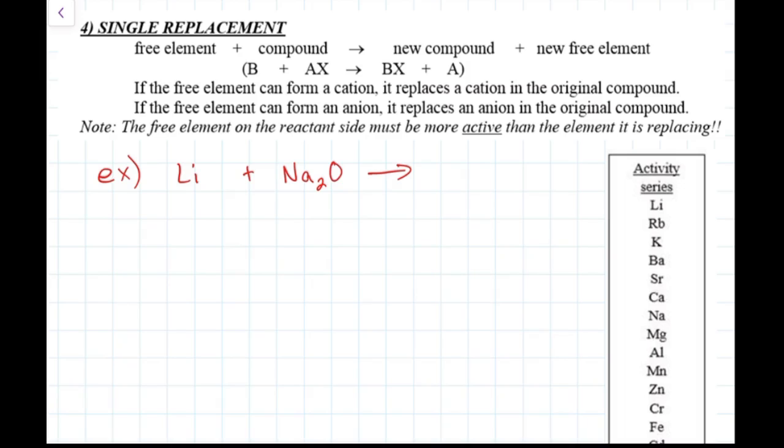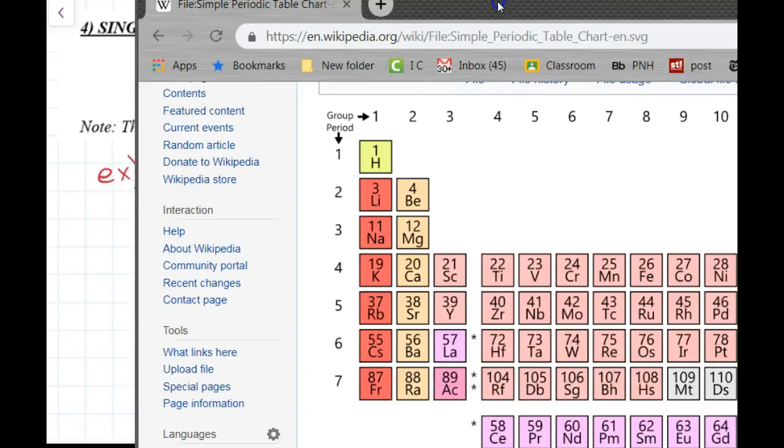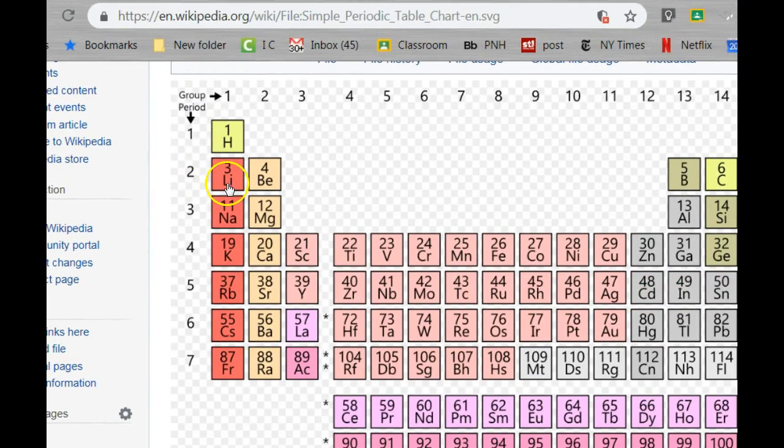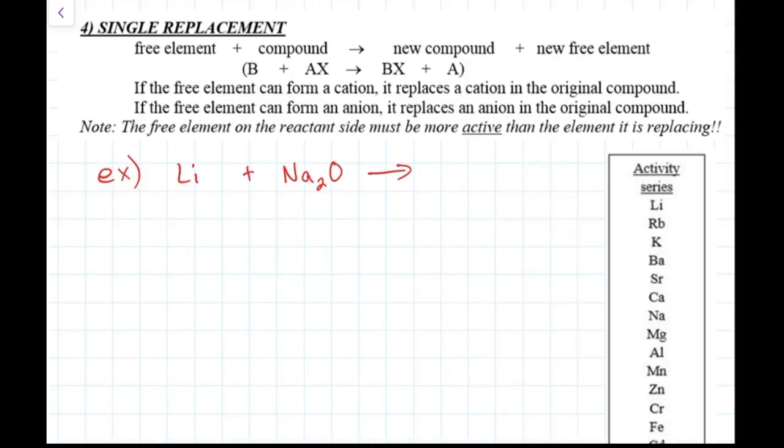And so in this case, the free element lithium is a metal. It's from the left-hand side of the periodic table. If I bring a periodic table over, you can see lithium is way over here. Okay? It's a metal. So it's going to form positive ions. In fact, when it does form ions, it forms +1 ions. So what that means is it's going to try to replace the positive ion in the compound. So lithium is going to try to replace sodium.